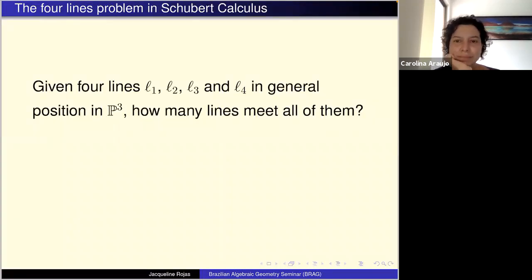Okay, come on to the applications. The first one, I call it the toy application, because everyone here knows the answer. Given four lines in general position in P3, how many lines meet all of them? We know the answer is two. But this answer, we are now going to compute using the Bott formula, to explain how it works.